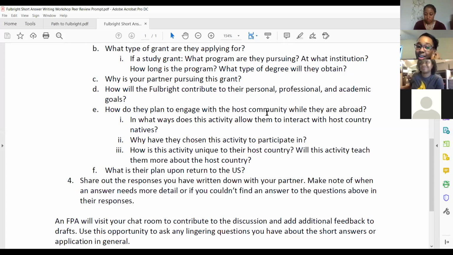How is this activity unique to your host country? If I'm taking cooking classes, I want to take traditional Korean cooking classes because I really can't do that anywhere else. I can't do that in the US. That's something that you need to incorporate.